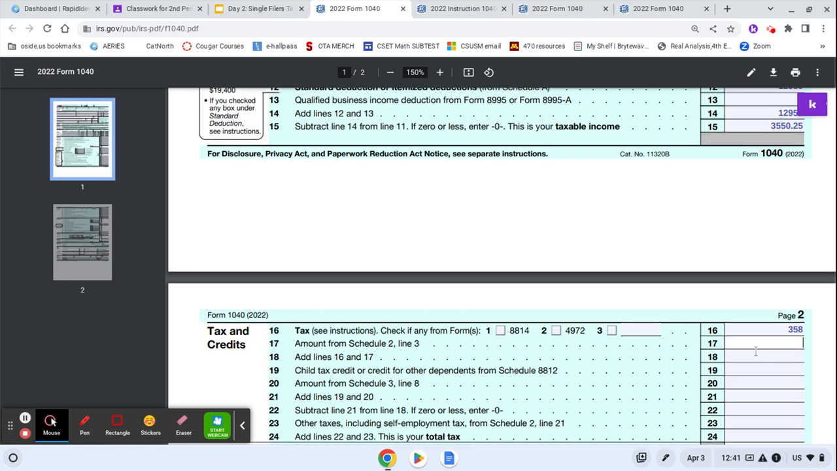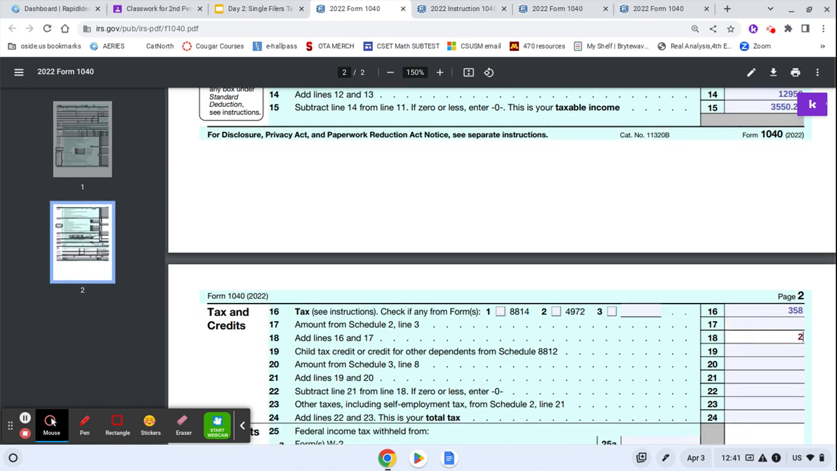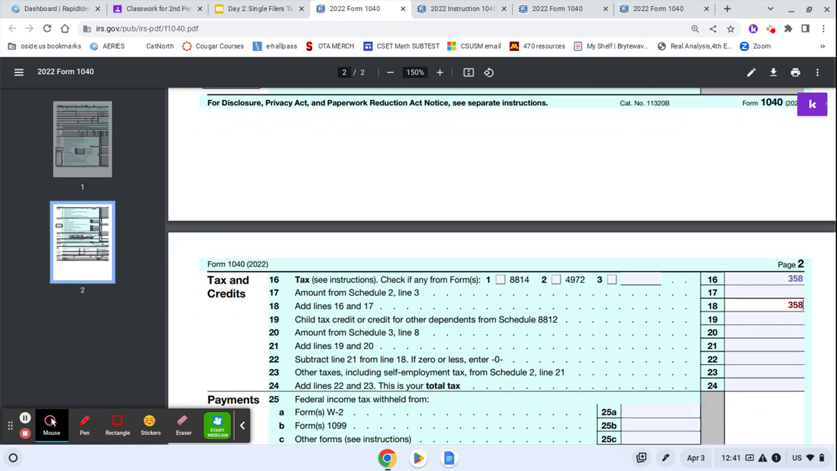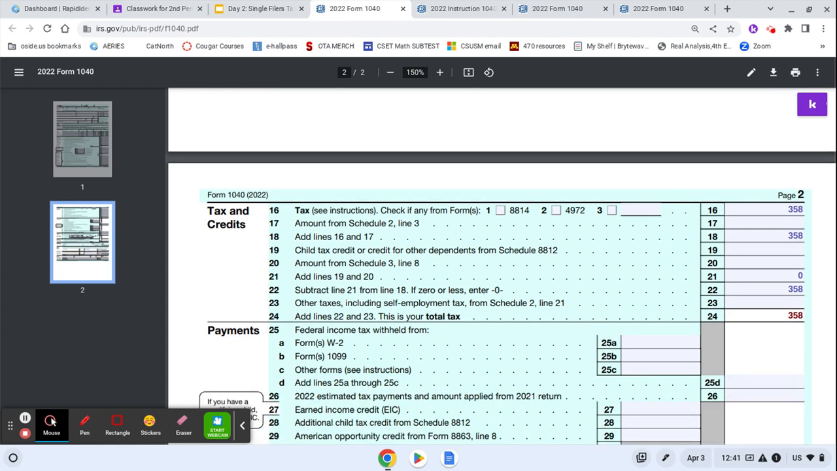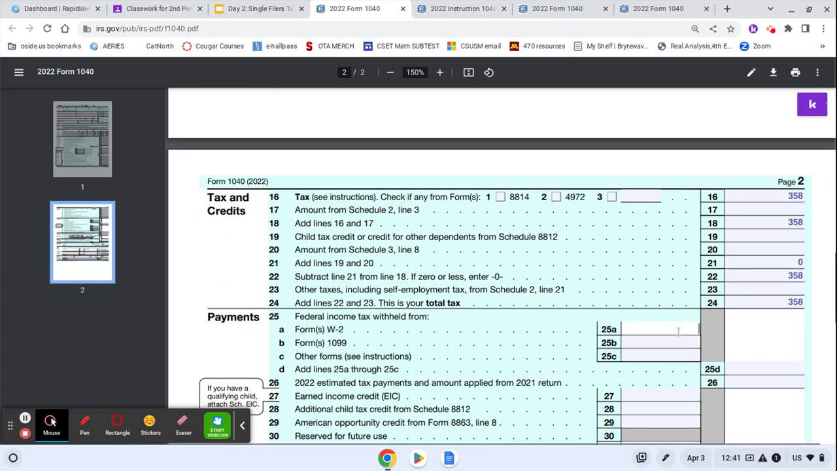Again, there's a lot of things that don't apply to me. Add lines 16 and 17. Well, 0 plus that equals just that. Add 19 and 20. And then 22 is to subtract 0 from 358. Okay. And then again, there's another 0, and this is your total tax. So notice again, most of us are just going to have the same number there applying on all.